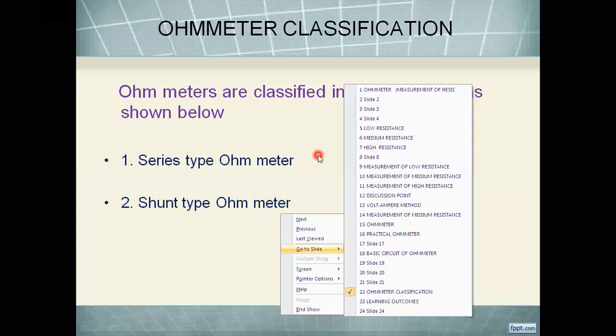And then we have also seen the classification of ohm meters. In our upcoming video lectures, we are going to see the construction and working of the series type ohm meter and shunt type ohm meter. Hope the session was useful and you understood the concepts that were explained in this video lecture.